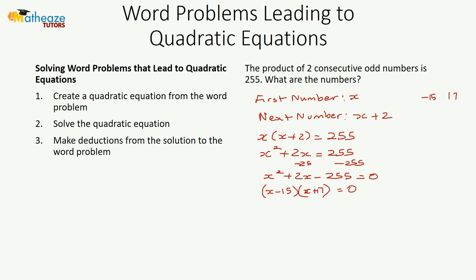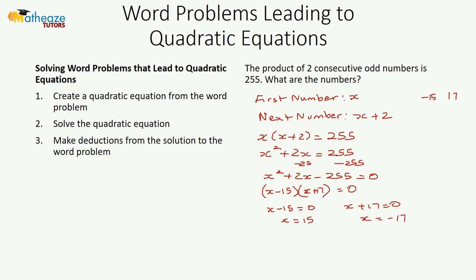So now we're going to equate each one to 0. X minus 15 equal to 0. X plus 17 equal to 0. So x equal to 15. X equal to negative 17.